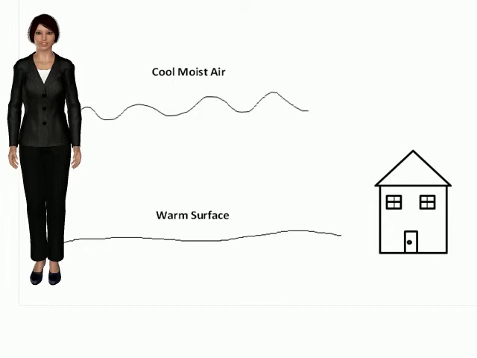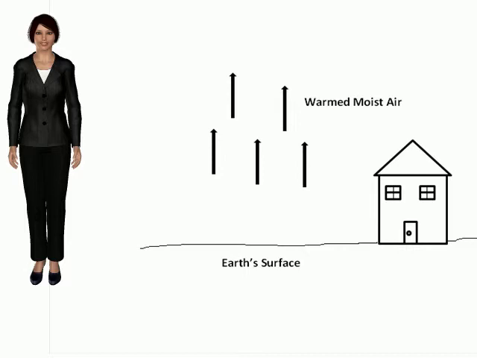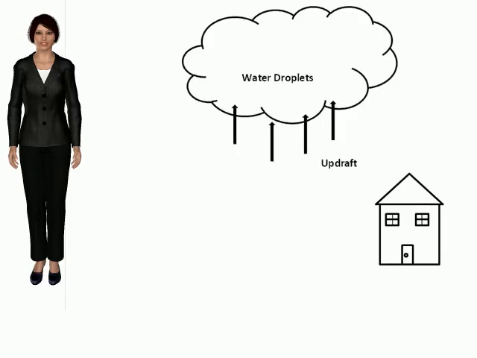Cool moist air moves over a warmer surface and becomes heated. Warmed moist air near the Earth's surface rises rapidly. As the air in this updraft cools, water vapor condenses into water droplets and forms a cloud.